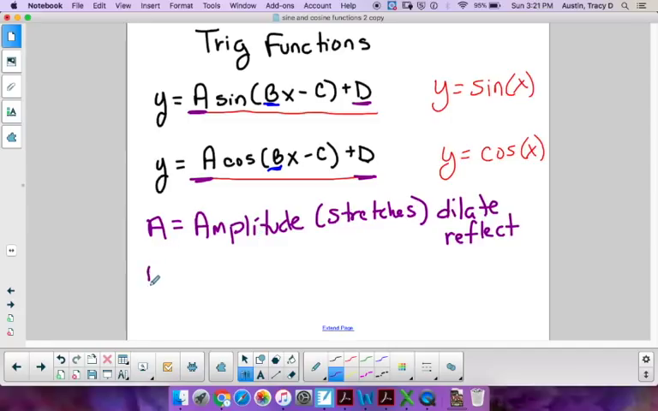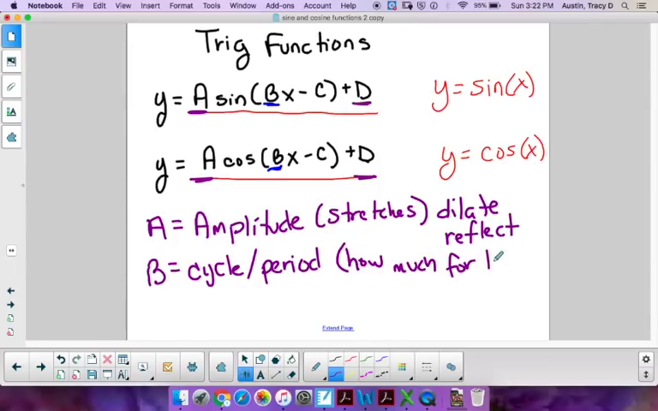All right, B takes care of your cycle, or what we call your period, as in how far it takes for one full curve. Believe it or not, you can actually figure out B pretty easily, because B tells you how many times the graph is going to cycle in one 2 pi graph. So it's basically how much for one full curve.